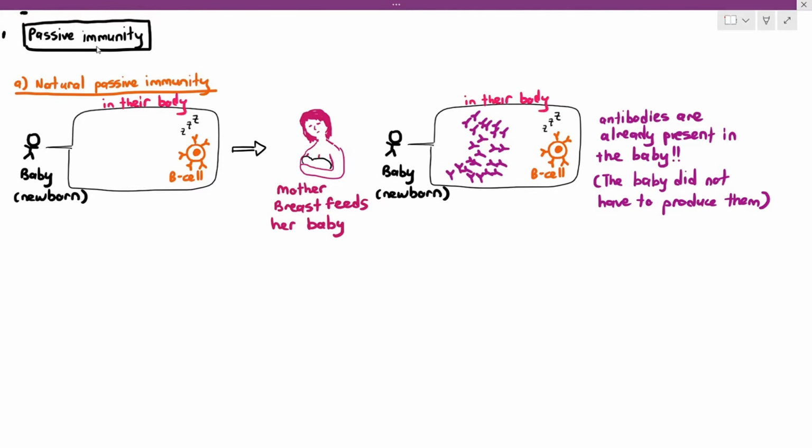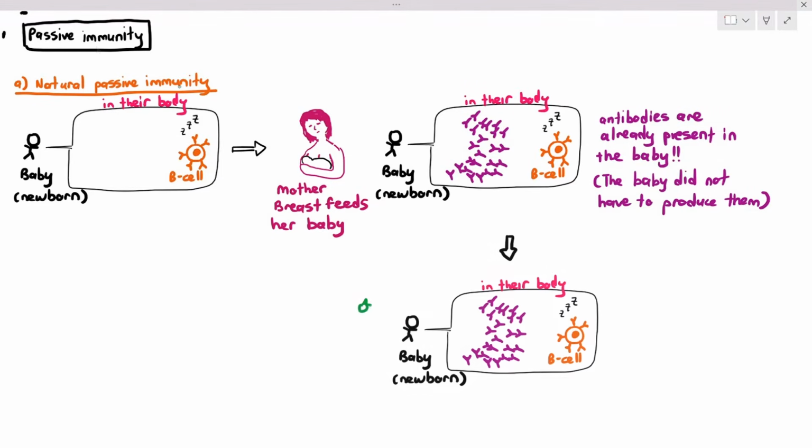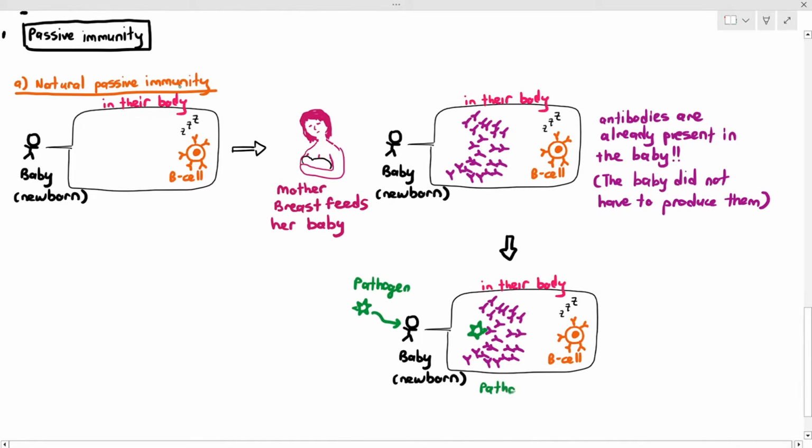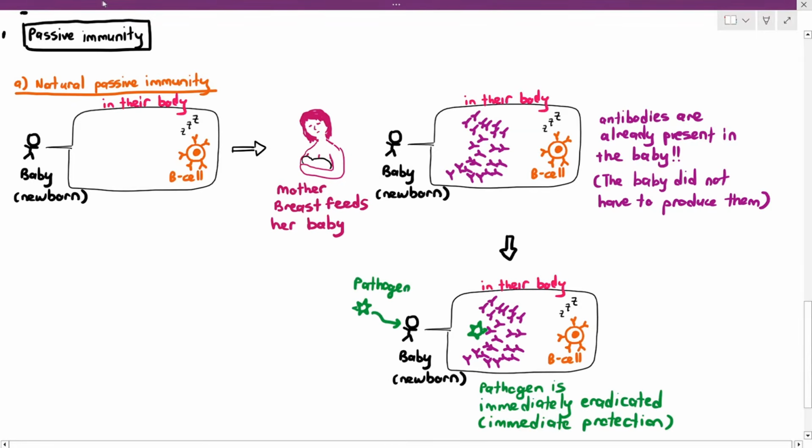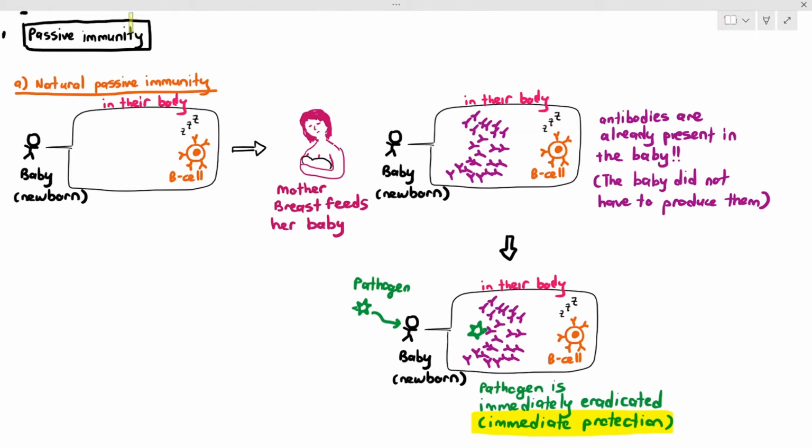And your B cells are still sleeping. They are just like, yeah, I don't know what is going on here. The B cells are just inactive in this situation. So if a pathogen entered the baby's body and wanted to cause an infection, the pathogen will not have a chance to do so, because the antibodies from the mother will immediately bind to the antigens and immediately eradicate the pathogen. This is called immediate protection. So did the baby fall sick in this case? Chances are the baby will not fall sick.